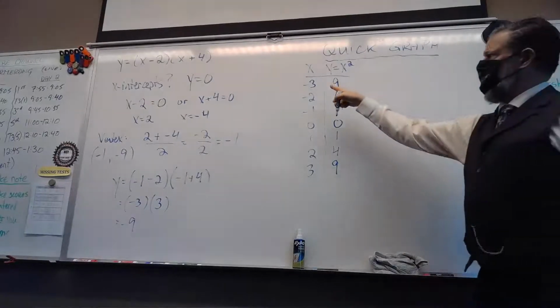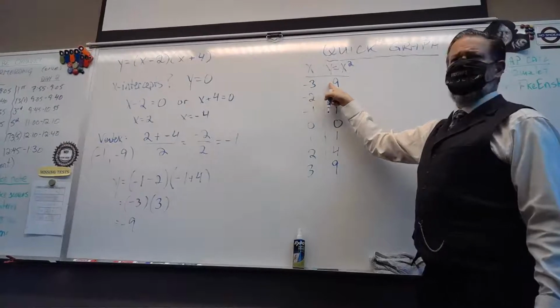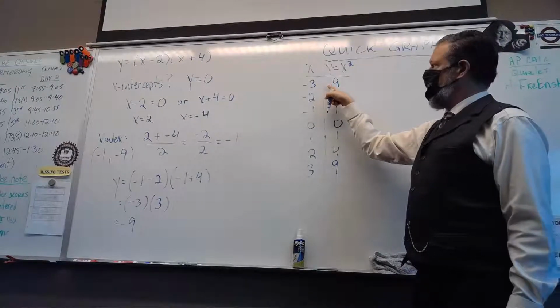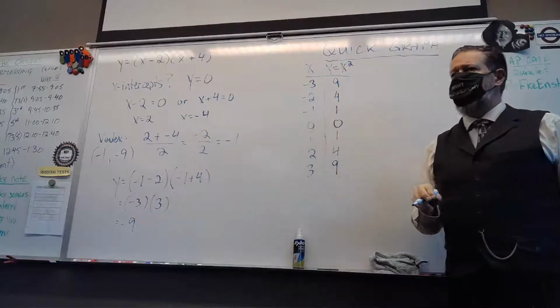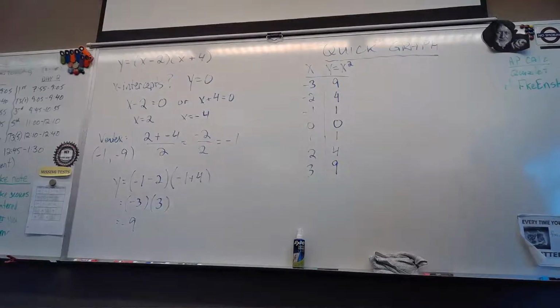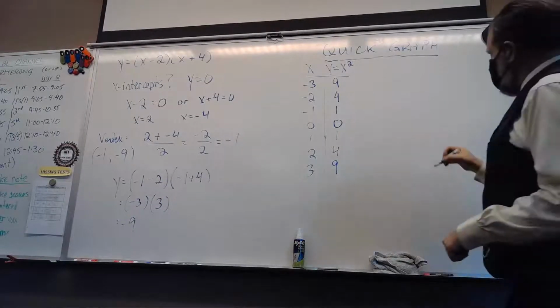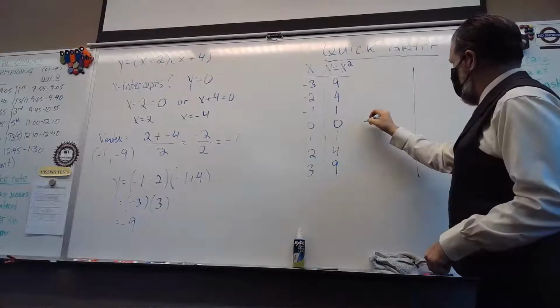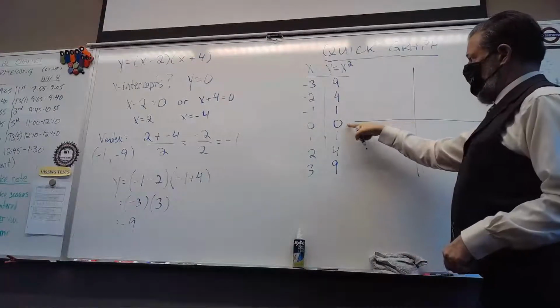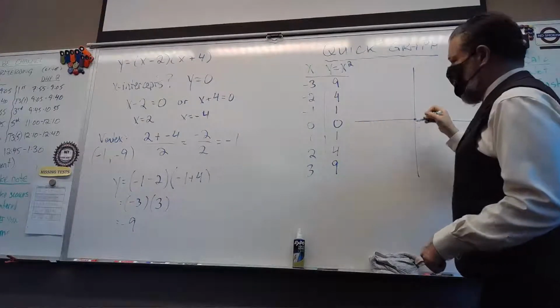Everybody comfortable that a negative times a negative gives us a positive, so that we don't accidentally think that'll be -9, -4, -1? So here's how quick graph works. There's my vertex, 0, 0, because it goes up from there.